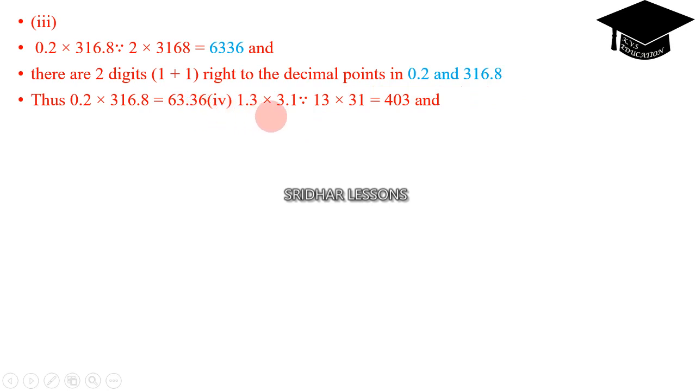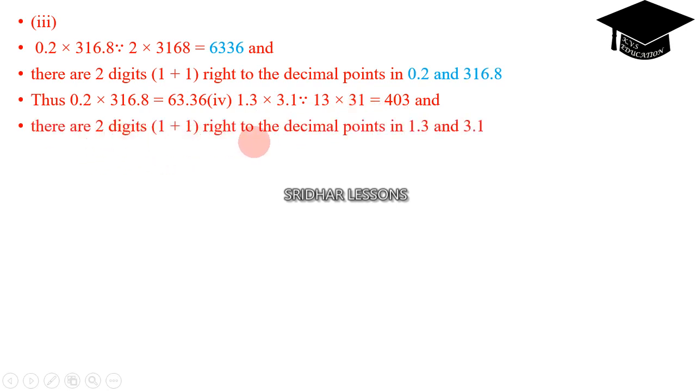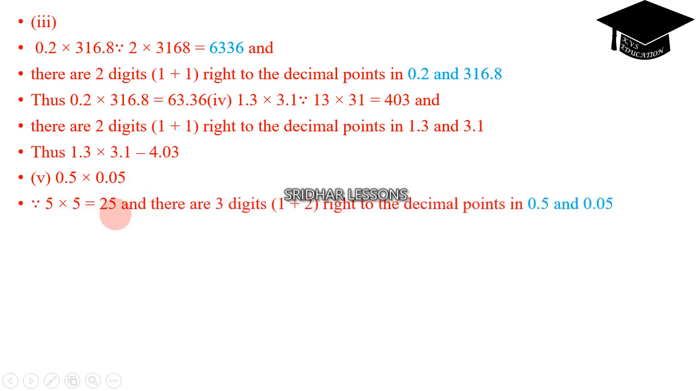Fourth question, 1.3 into 3.1. We know 13 into 31 is equal to 403, and there are two digits right of the decimal points in 1.3 and 3.1. So the answer is 1.3 into 3.1 is equal to 4.03. Next question, 0.5 into 0.5. This is 5 into 5 is equal to 25. Actually, there are three digits. Wait, there are two digits, so the answer is 0.25.